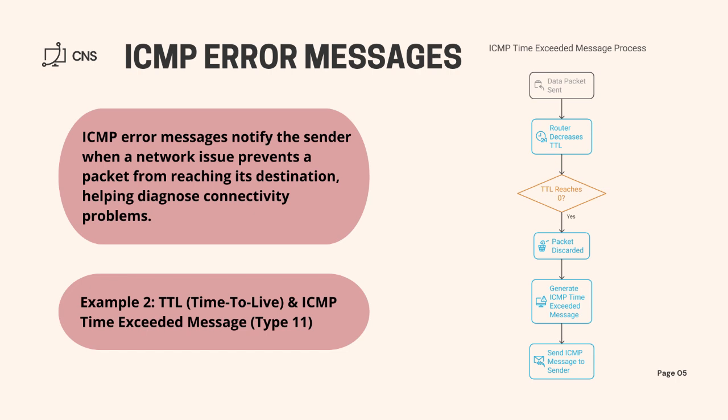If the TTL reaches 0 in between the routing, then that packet is discarded, meaning the router generates an ICMP time exceeded message, which is a type 11, and sends that message back to the sender. The sender gets the ICMP message indicating TTL expiration. This helps in diagnosing routing issues and network delays.